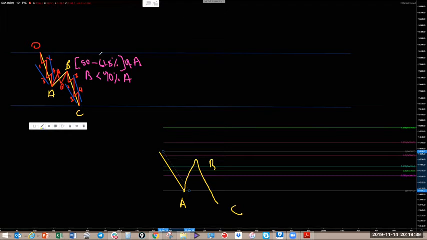So those are the two Fibonacci levels for a B. And obviously B must not touch the origin of the start of wave A, because then that will not be a zigzag, but rather be a different structure. Okay.